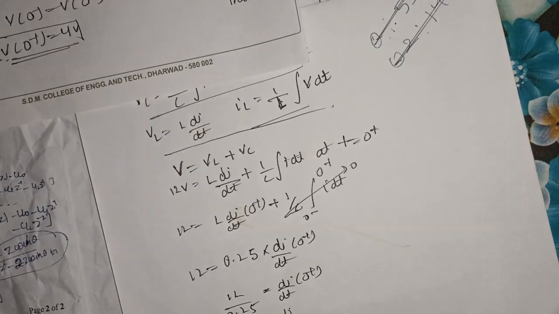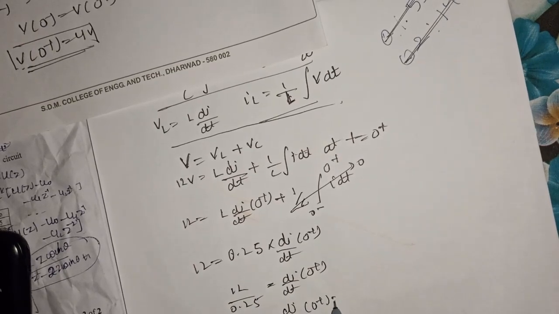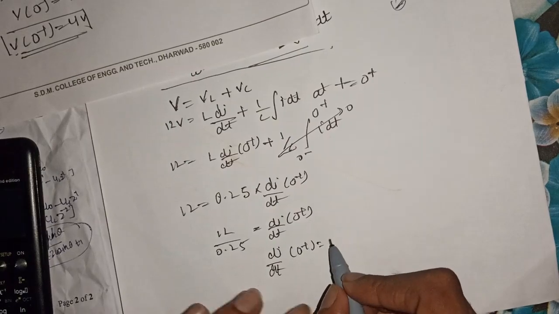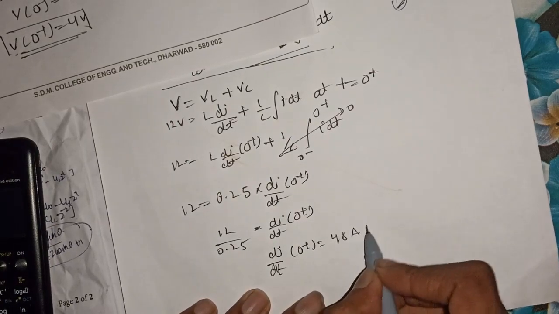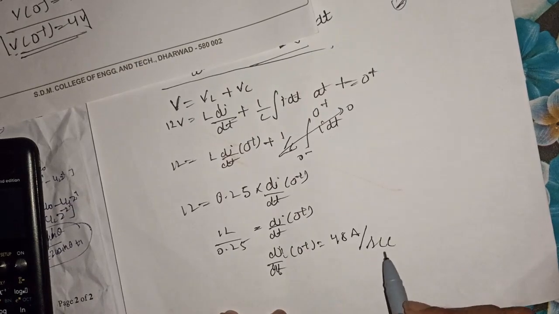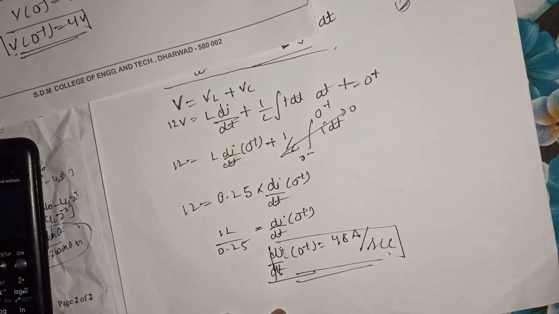So di by dt at time 0 plus will be equal to 48 ampere per second. The SI unit of current is ampere and time is seconds. So you get the value of di by dt as 48 ampere per second.